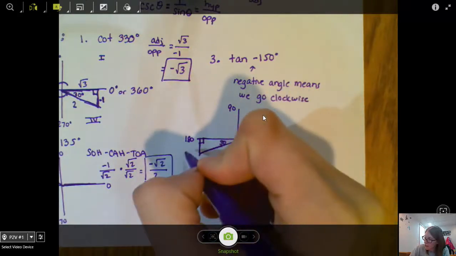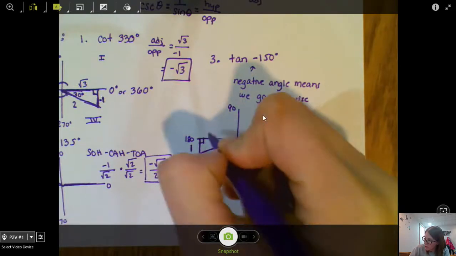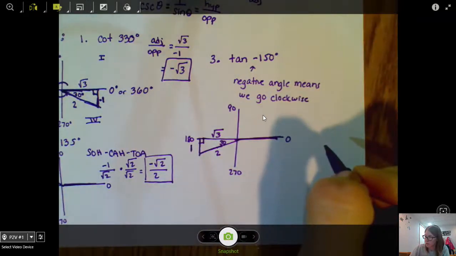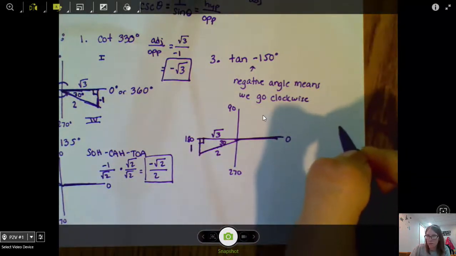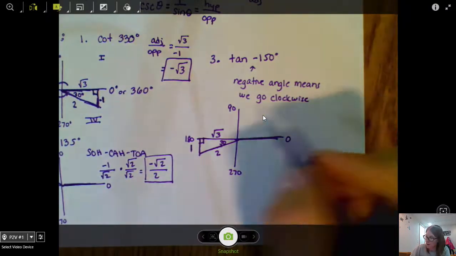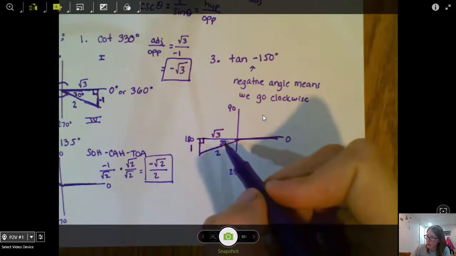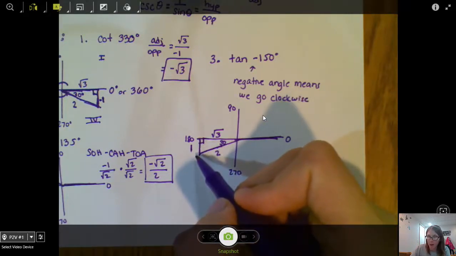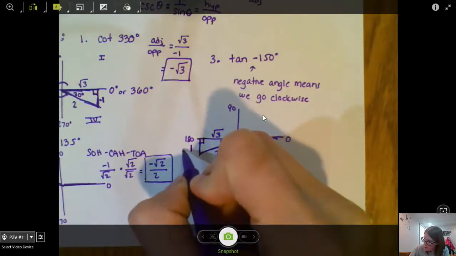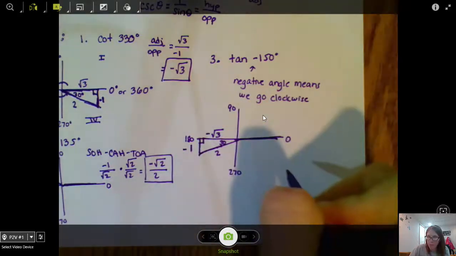The 30, 60, 90 right triangle. Throw in your side lengths. Our short leg is 1. Our hypotenuse is 2. Long leg is the square root of 3. Right here in quadrant 3, we have a negative x value and a negative y value. So our horizontal distance should be negative. Our vertical distance is negative.